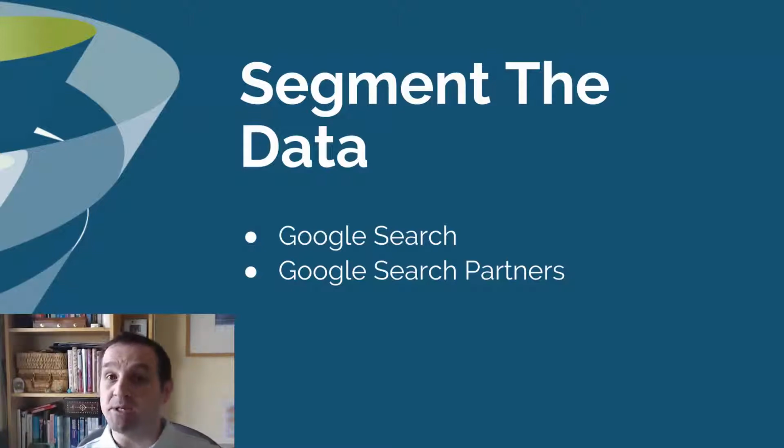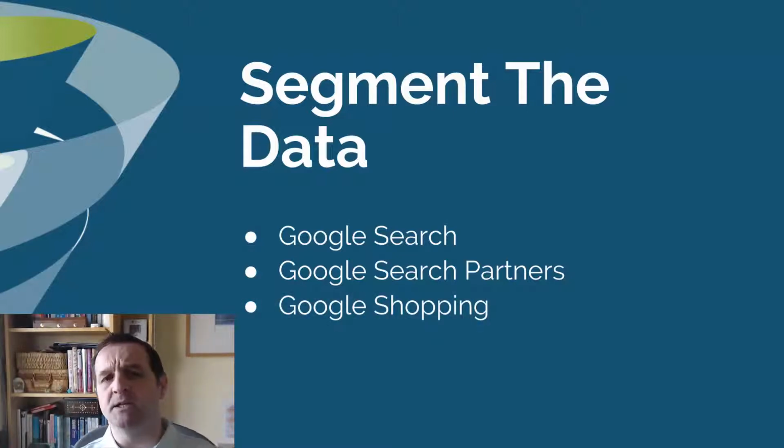By the way, you can opt out of Google Search Partners. By default, you're opted in. So that's in the settings in your AdWords campaign, and you can go and see whether that's turned on or off. The next one, of course, is Google Shopping.